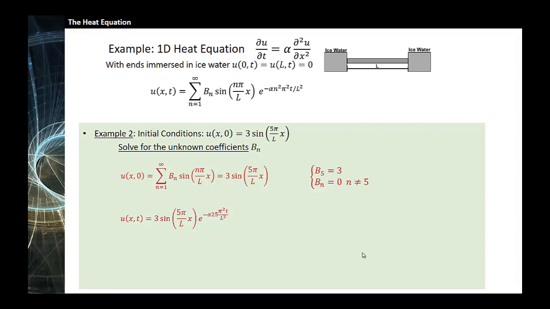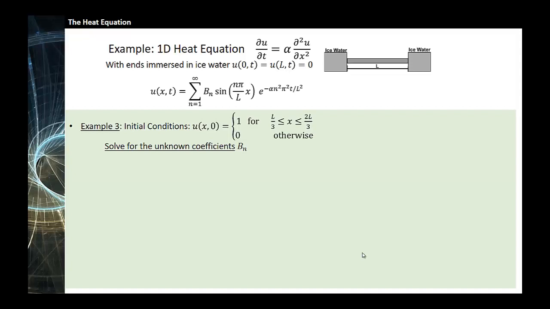Okay, let's look at a slightly more interesting set of initial conditions. Let's look at a set of initial conditions where the temperature of the bar is 1 between L over 3 and 2L over 3 and 0 otherwise. And we want to solve for the unknown coefficients, the b sub n's, and then the temperature of the bar as a function of time.